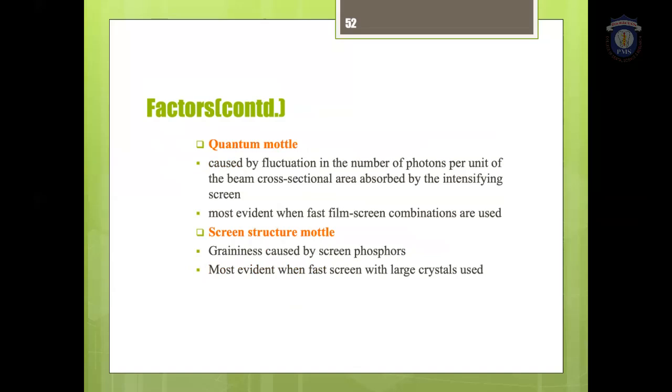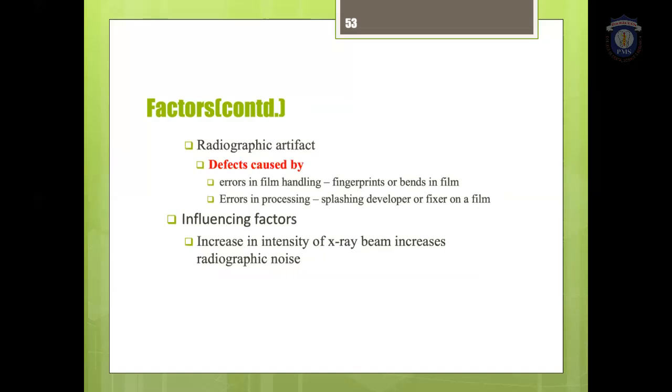Quantum mottle is caused by fluctuation in the number of photons per unit of the beam cross-sectional area absorbed by the intensifying screen. It's most evident when fast film screen combinations are used. Screen structure mottle is graininess caused by screen phosphors, most evident when fast screens with large crystals are used.